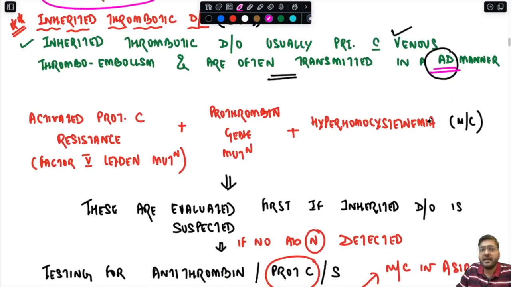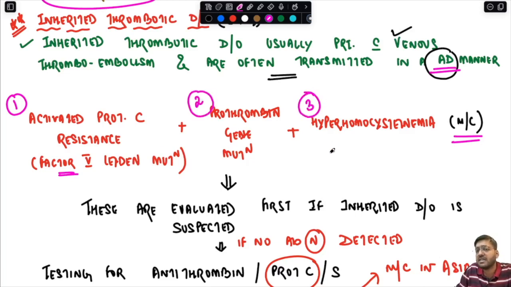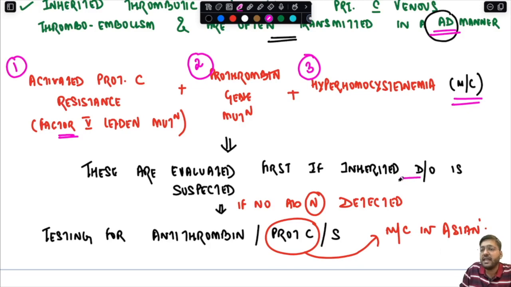Remember, among the inherited thrombotic disorders, three are more common. Which are those? Activated protein C resistance, which is caused by factor V Leiden mutation in the majority of cases, prothrombin gene mutation, and number 3, hyperhomocystinemia. All these three are the more common inherited disorders, or inherited thrombophilias. These are evaluated first if any inherited disorder is suspected. If no abnormality is detected after extensive testing for these three main disorders, then testing for antithrombin, protein C and protein S is carried out.